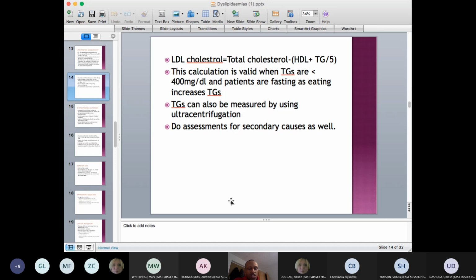However, this calculation is valid if the triglycerides are less than 400 milligrams per deciliter for patients who are fasting. And patients normally are fasting as eating increases triglycerides. So if you're interested in really knowing how much triglycerides, in this case, you may ask them to fast. Triglycerides can also be measured by ultracentrifugation. You should always do assessment, of course, for secondary causes in addition to these measurements.